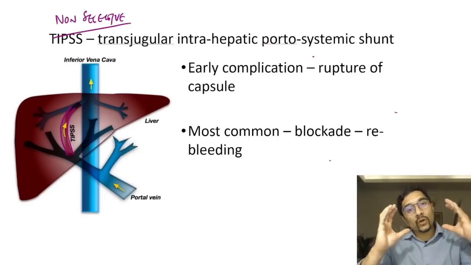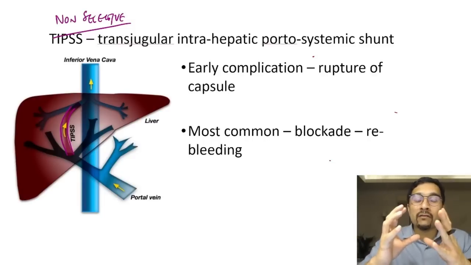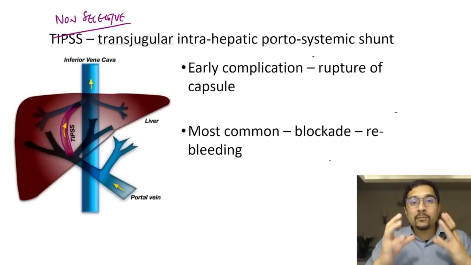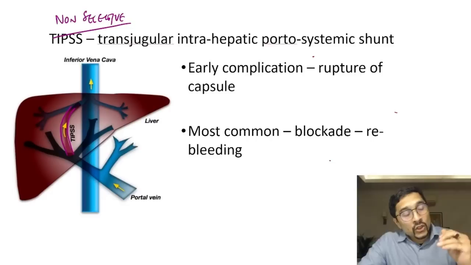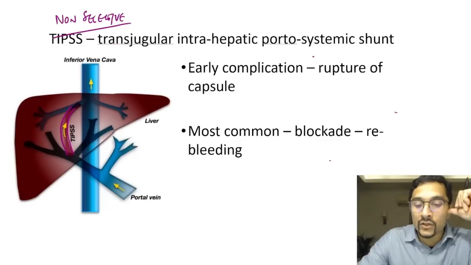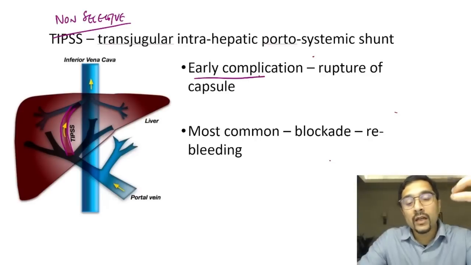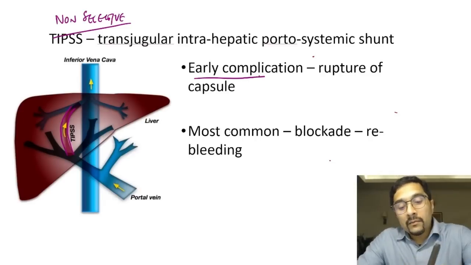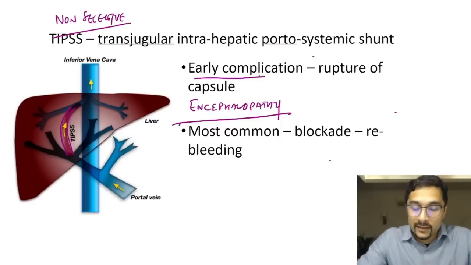Here the portal vein is already joined, so it is getting blood from the spleen and from the bowel as well, right? And the blood which is coming from the bowel has toxins in it. So now this toxin-rich blood is being shunted into the systemic circulation, which is why the early complication is rupture of the capsule, and that can give rise to bleeding. These patients can even develop encephalopathy because of the toxins which are being shunted into the systemic circulation.